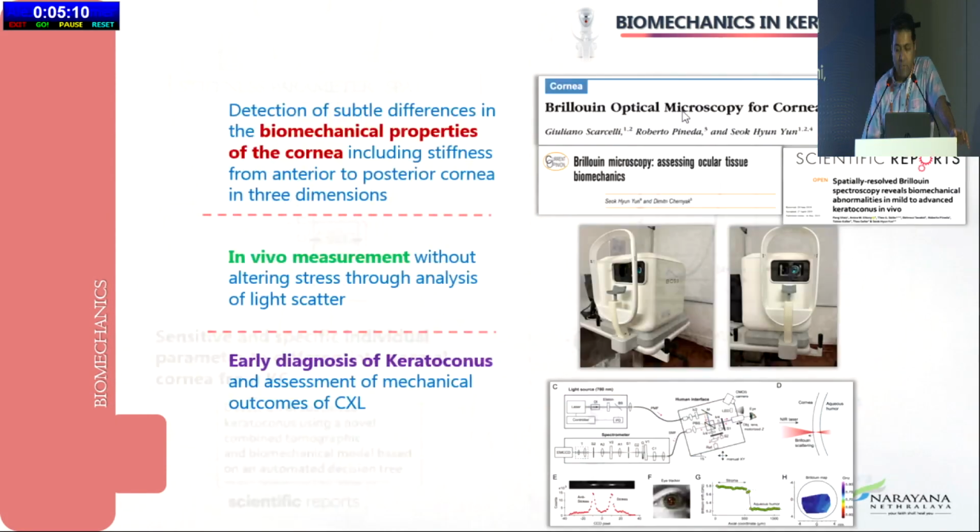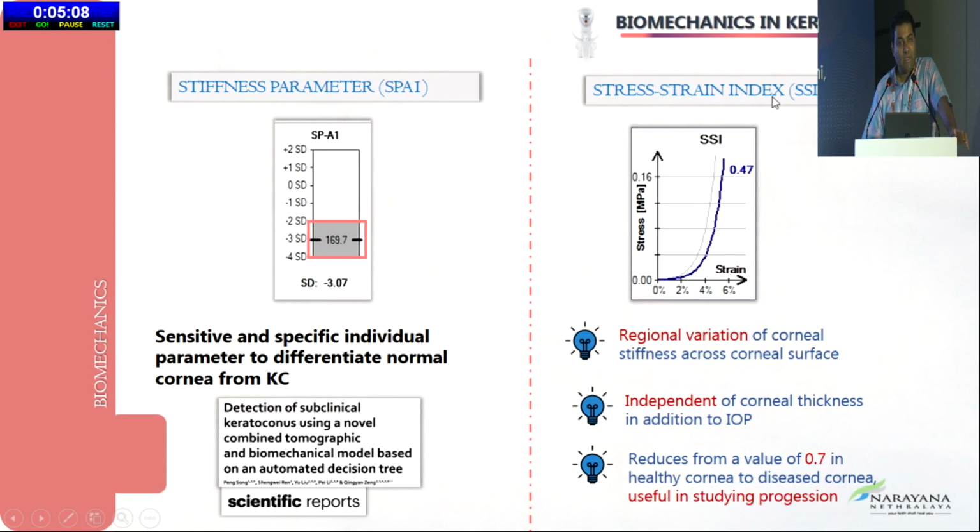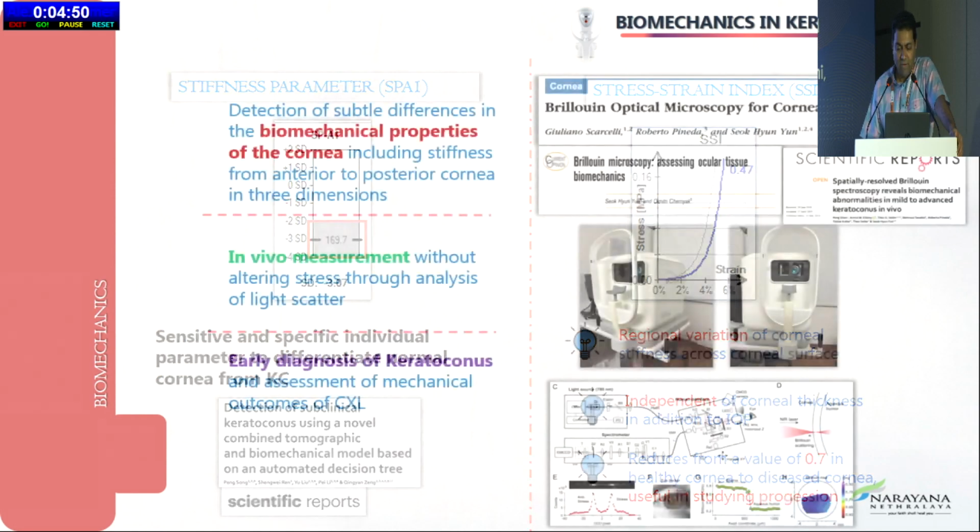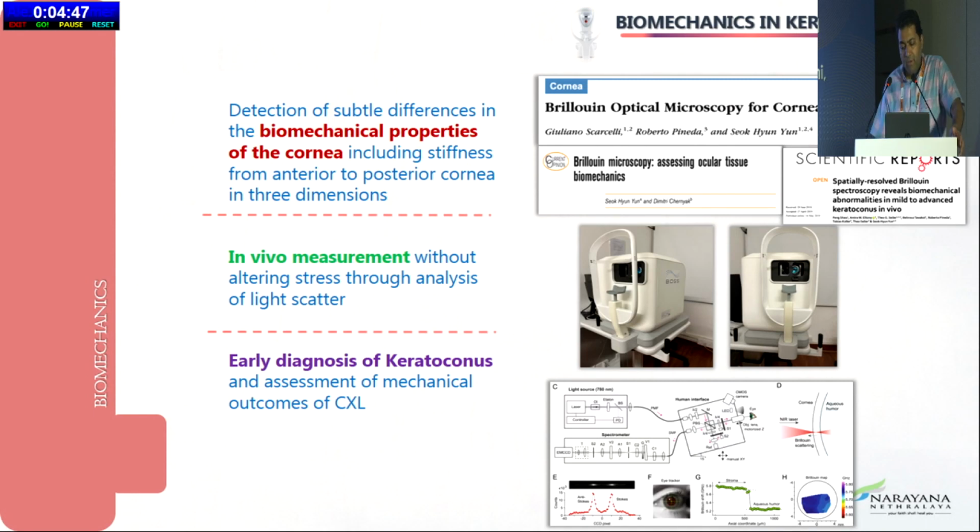The other thing which is not dependent on the IOP is the stress-strain index, by Ahmed Elsheikh, where closer to 1 means it's stronger. And again, this is independent of corneal thickness. But when you look at biomechanics, you have to look at things which are independent of corneal hydration, thickness, and IOP, because otherwise everything gets affected by these things. The Brillouin is a very interesting concept, looking at the biomechanical modulus at different parts of the cornea.